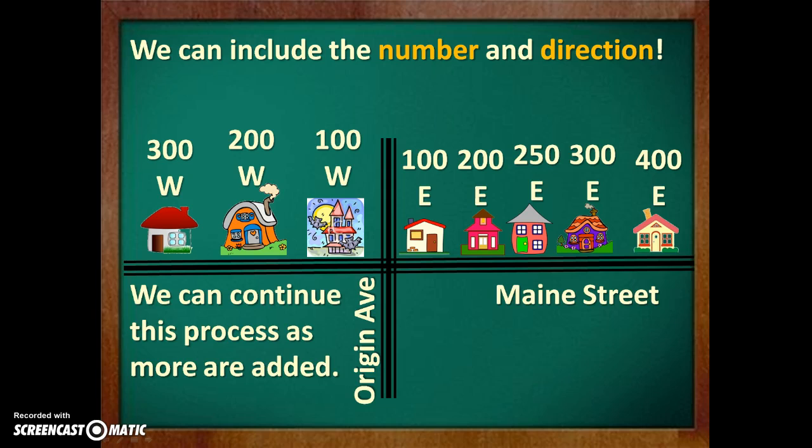So houses that are on the right side of Origin Avenue or the east side, we could call 100 East, 200 East, 250 East, etc. And so those houses on the other side would be west. And so it would be 100 West, 200 West, 300 West.